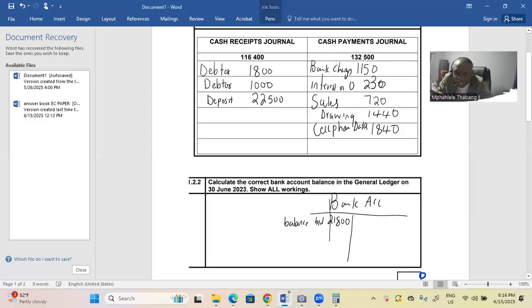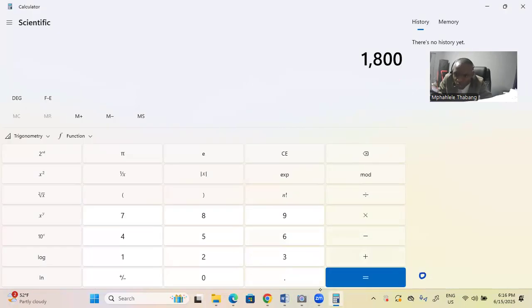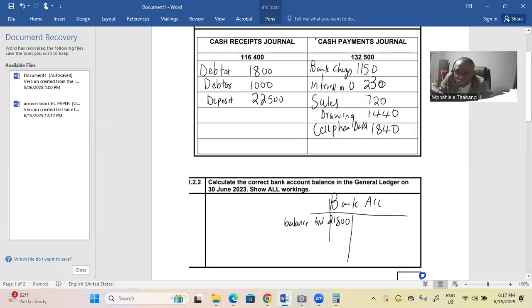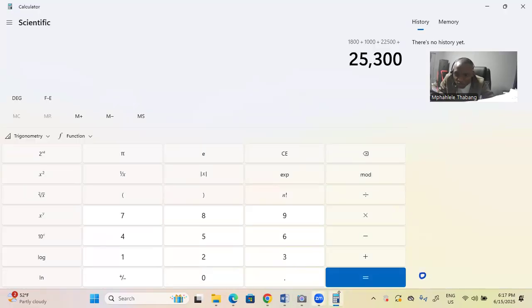in the CRJ. I have to add it with 1,000. How much again must I add? 22,500. I have to add 22,500. Okay, plus. The total is 25,300. So I'm going to say there is a total of 25,300.